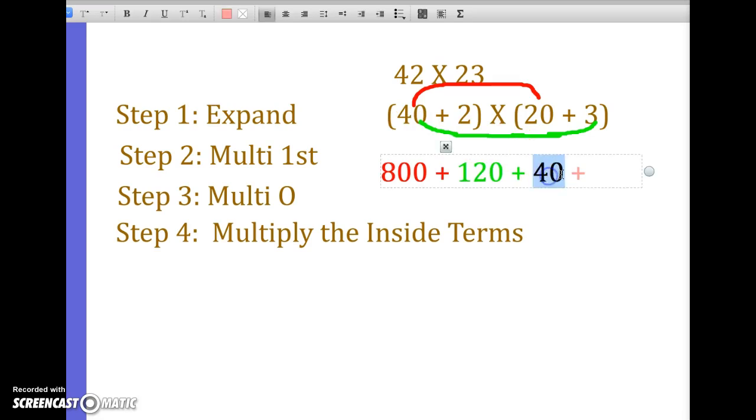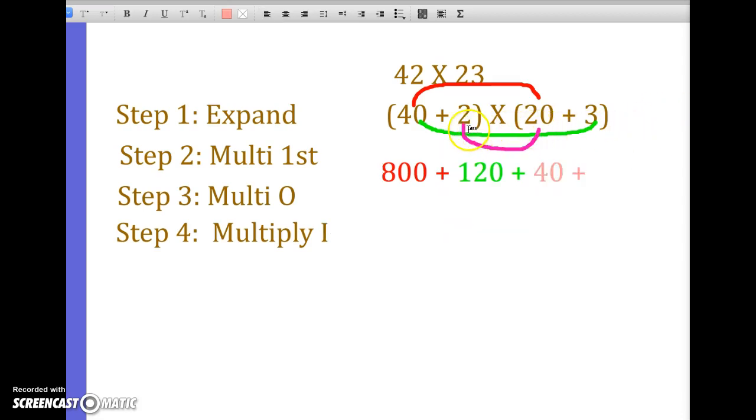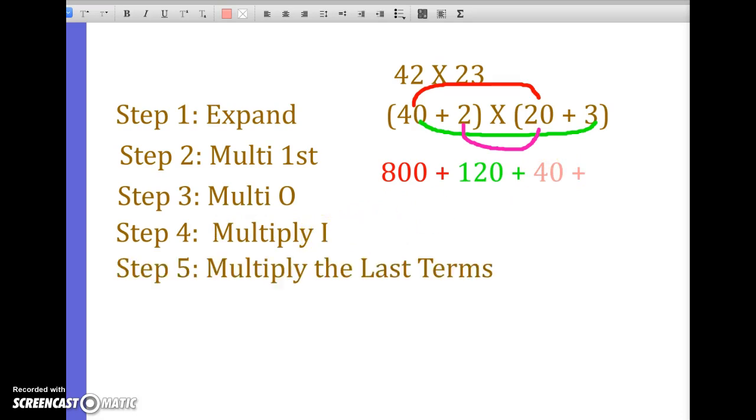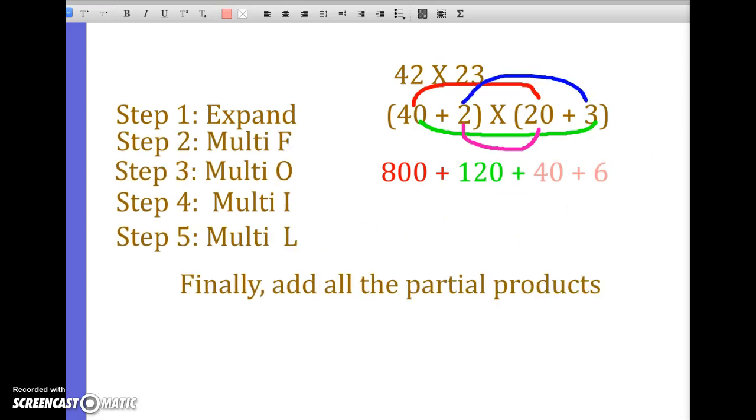Next, we're going to multiply the inside terms. The inside terms are 2 and 20 for a total of 40. Notice the I for inside. And last, we're going to multiply the last terms. That's the 2 times the 3 in blue. Really, we should make that blue so it matches.